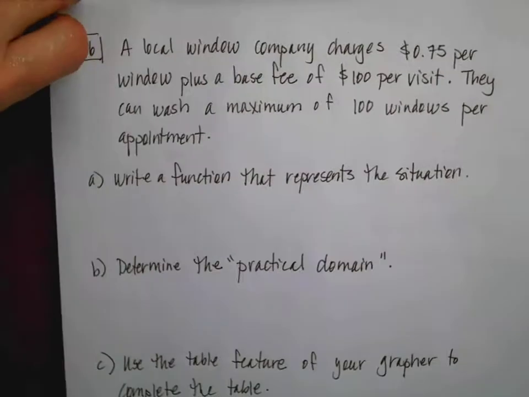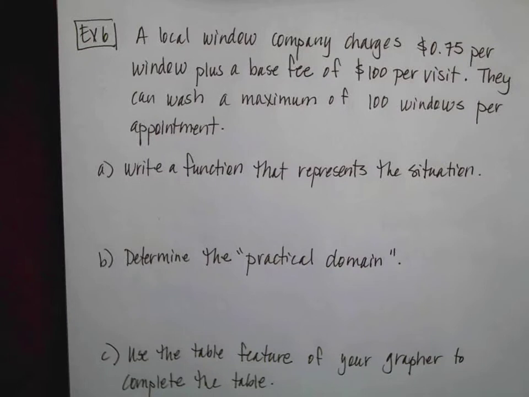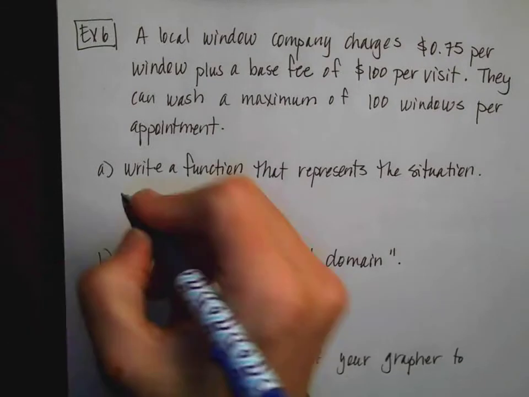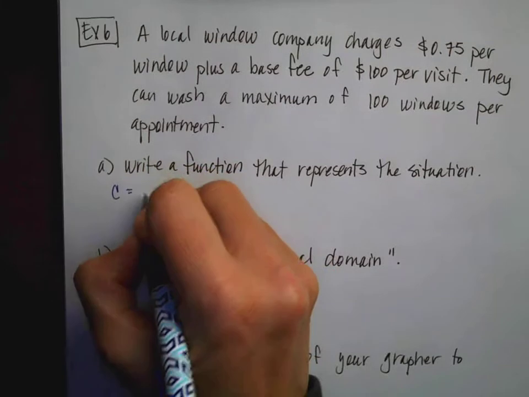Applications mean word problems, and that means take everything that we've learned so far in this particular set of videos, and then let's apply it to a problem. So I have a local window company who's going to charge 75 cents per window plus a base fee of $100 per visit. Okay, they could wash a maximum of 100 windows per appointment. Okay, so part A says write a function that represents the situation.